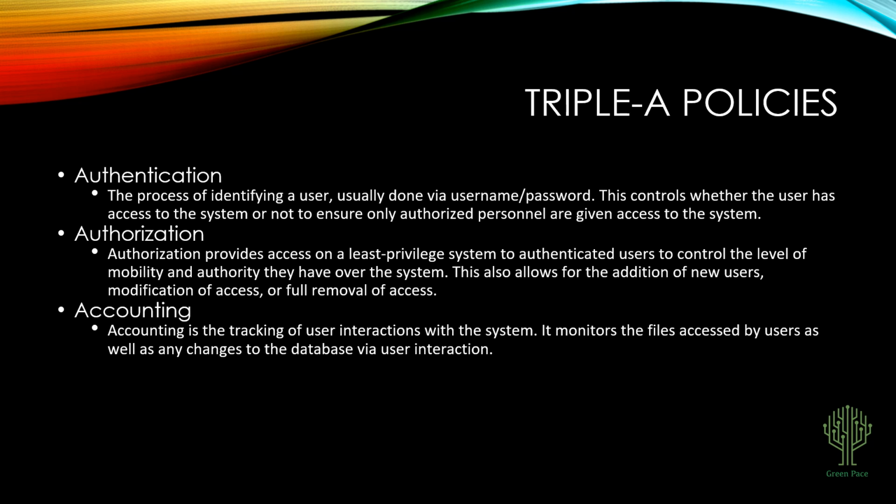AAA, or the policies outlined below, are concepts to promote security at a personnel level. So authentication is identifying a user, usually via a login or security key, and identifying their access level. Authorization is the concept of authenticated users being given access to whatever level of privilege they require on a least privileged system. Here we can change the level of access as well, from new users to existing users to removing the users.